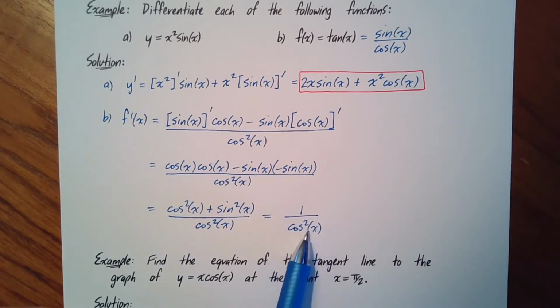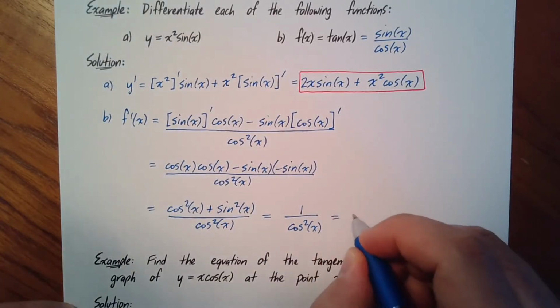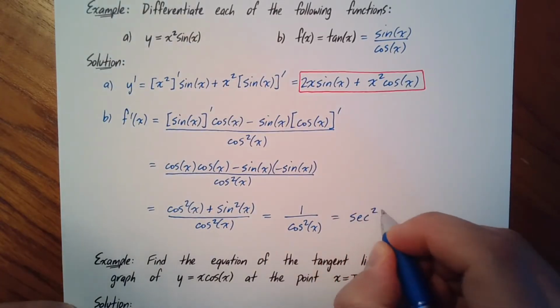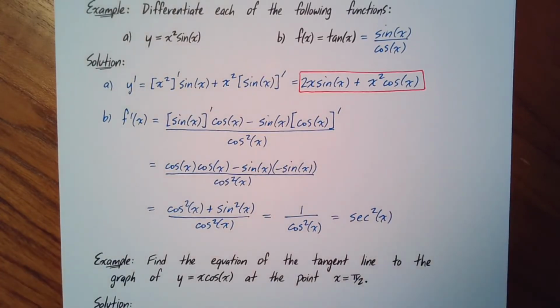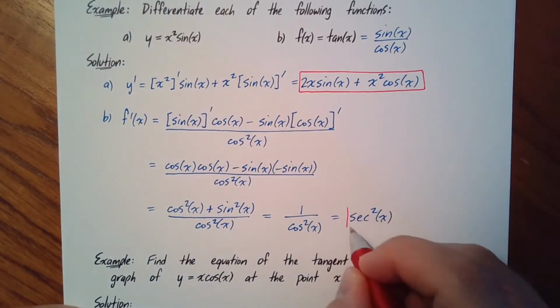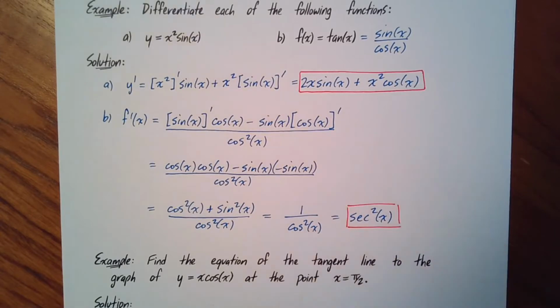Again, this is perfectly correct, right? The derivative of tan of x is 1 over cos squared of x. That's perfectly correct. But typically, remember that 1 over cosine of x is actually secant of x. So it's standard to just write this as secant squared of x, like that. And that is typically the way in which you would write the derivative of tan of x.